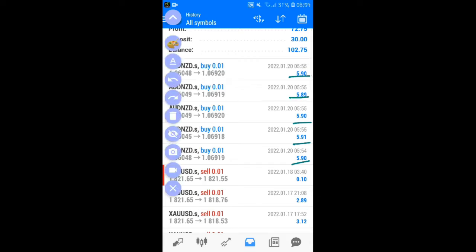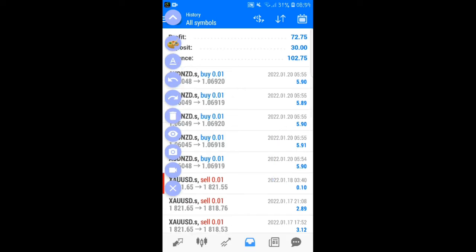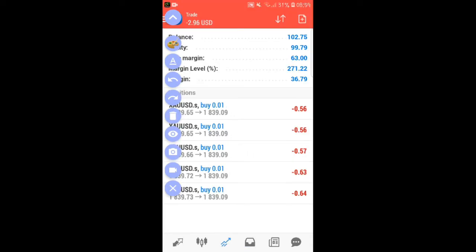Remember, the whole idea is to grow this account. As you can see here now, it's clear that the deposit was $30 and the profit made so far is $72. So our current balance is $102.75. Then I already opened some trades. I have some trades running. It is a real account, guys, you can see.